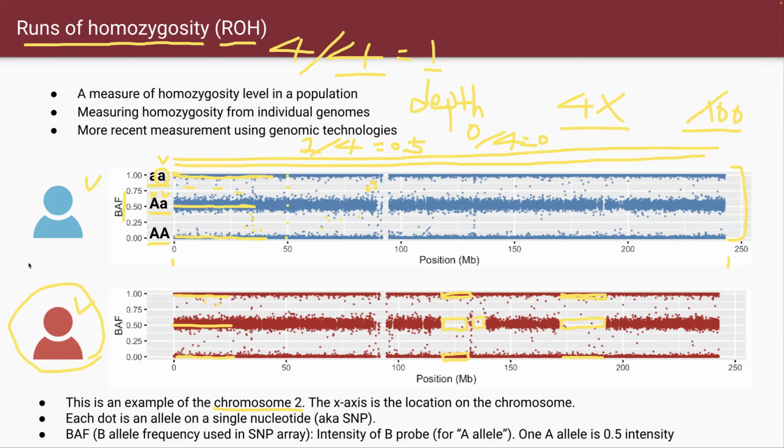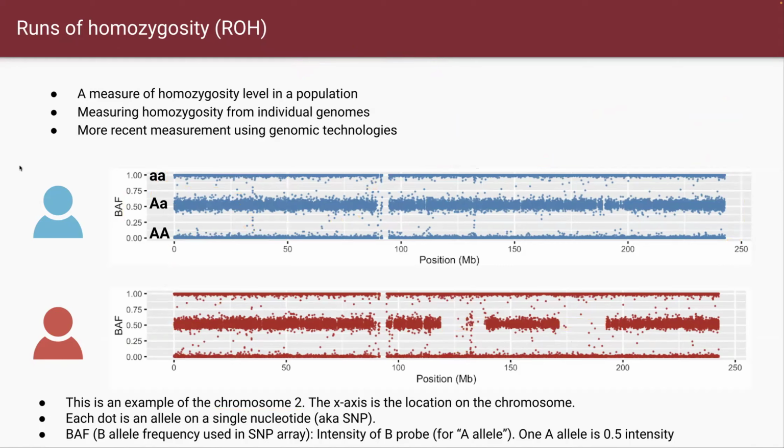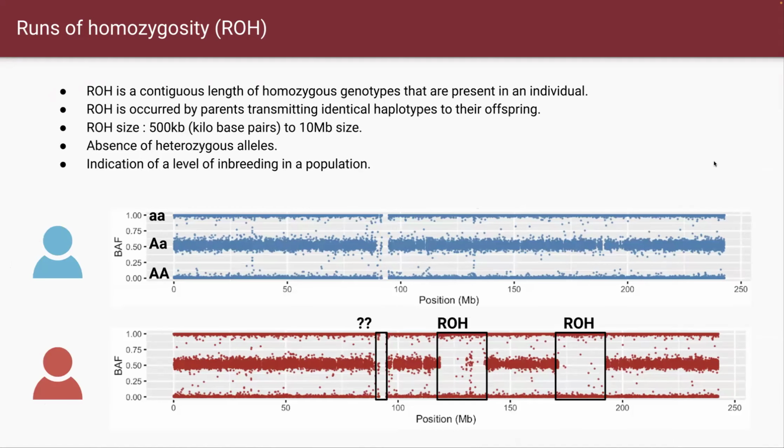And one more thing I need to mention is that you can see this area is missing, right? And this area is missing. Why? Because this area is the centromere, so we cannot have the DNA sequence in that position. Okay, let's move on to here.